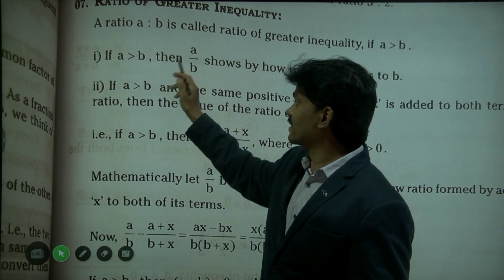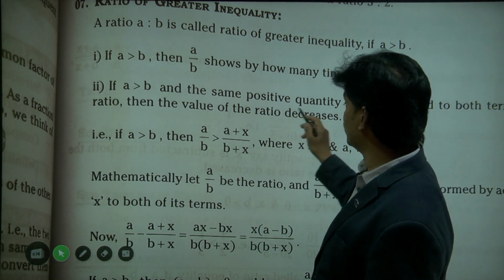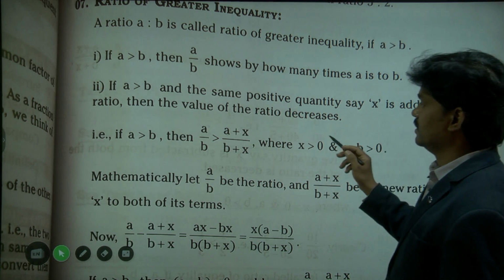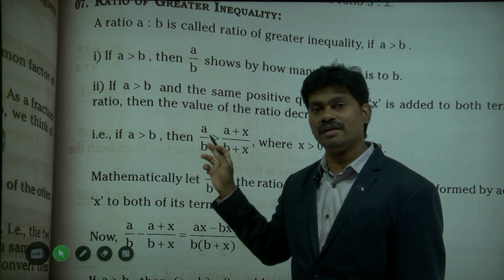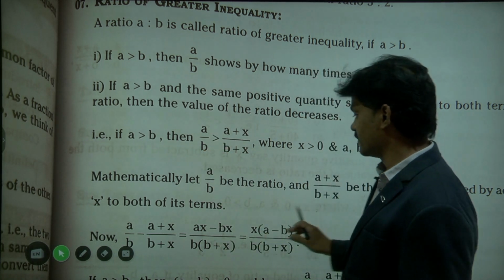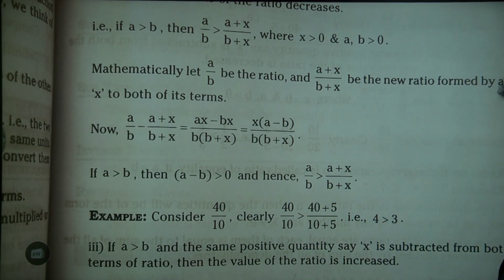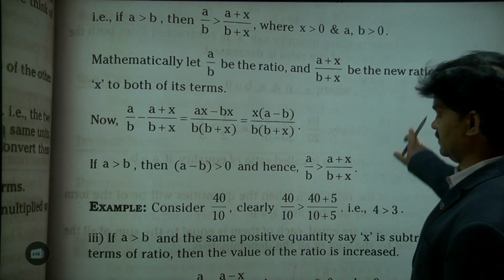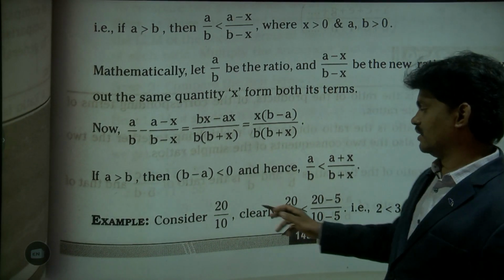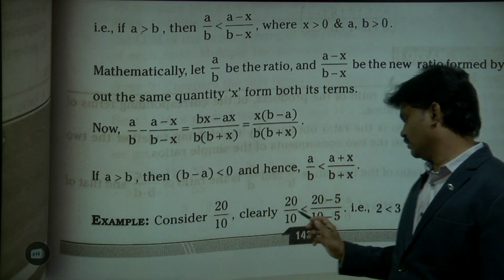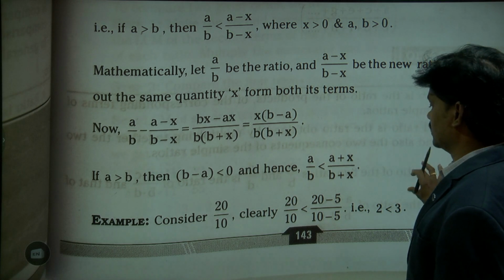First point, if A is greater than B, the numerator is big. How many times is A to B? If A is greater than B and the same positive quantity, say x, is added to both the terms, then the value of the ratio decreases. So if we add the same quantity, the value of the ratio decreases. If we subtract, the value of the ratio increases. See here. When we subtract, the value increases. See, 20 by 10, 5 is subtracted, 20 minus 5 is 15 by 5, again cancellation. Next page.